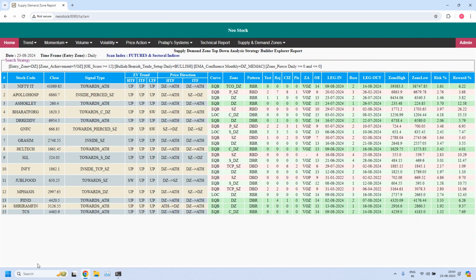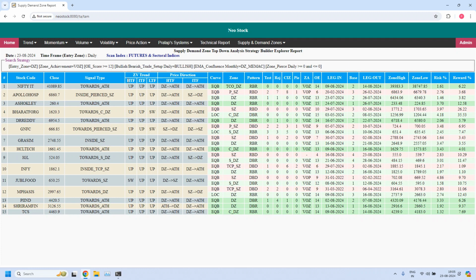So these 15 stocks are filtered. So these 15 stocks are having monthly zones, are having monthly EMA confluence. Look into the search filter. So this is the daily time frame, entry time frame, that means monthly income trade. And also it is a bullish or bearish trade setup. We selected bullish. EMA confluence on monthly time frame we have selected. Demand zone means monthly demand zone, having monthly EMA confluence. And this report is useful for the traders who trade based on the EMA confluence.